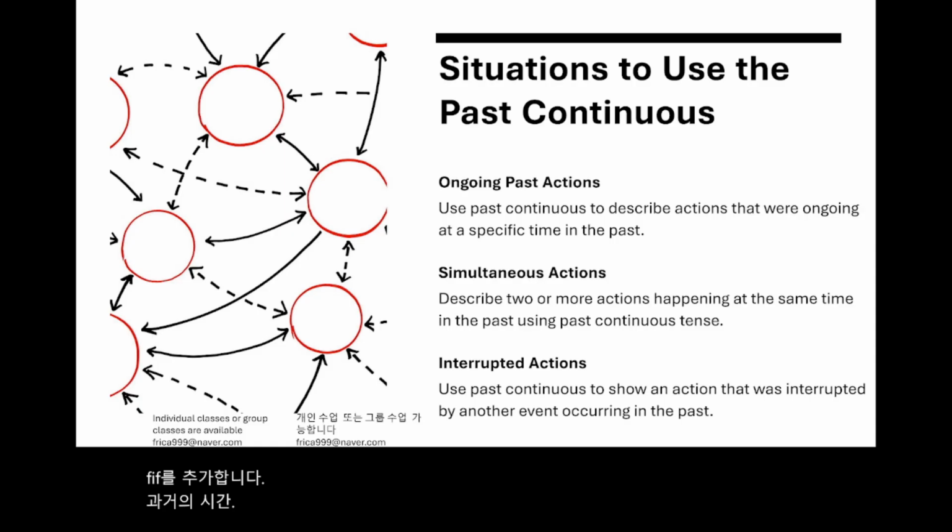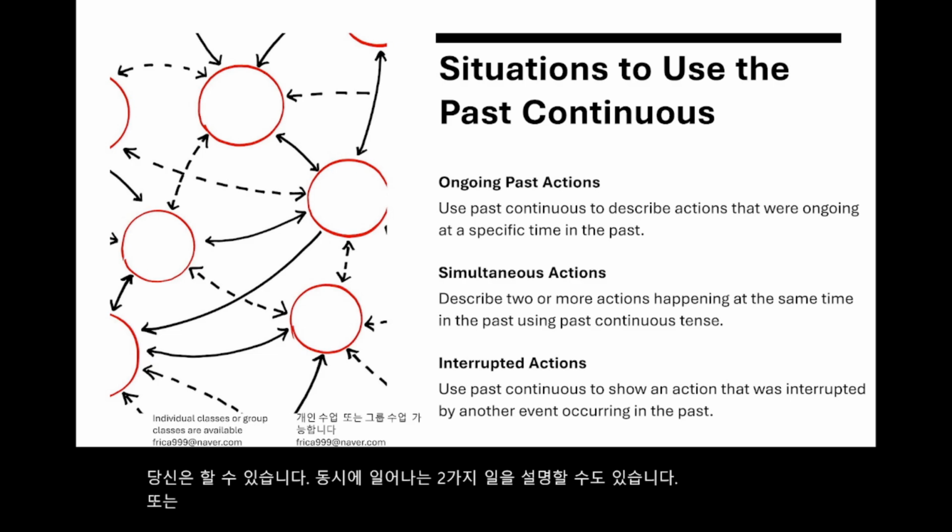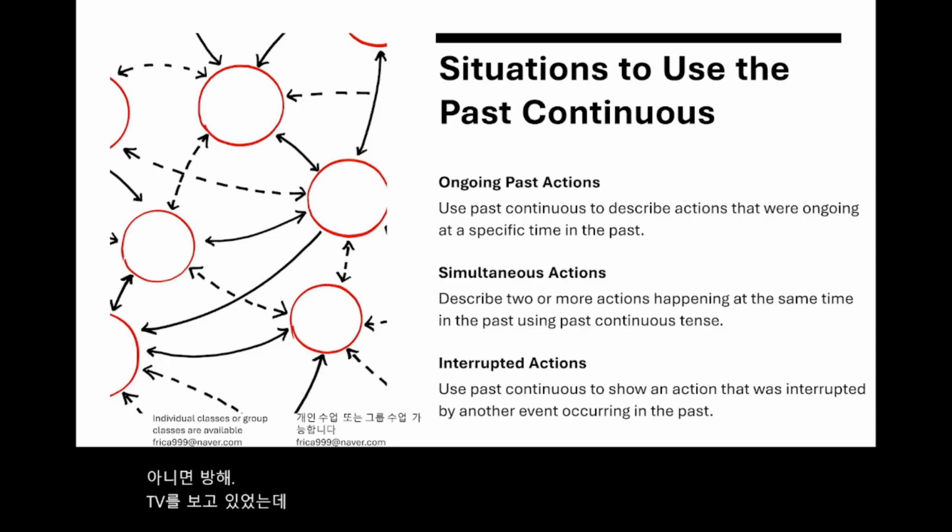All right, so situations to use the past continuous would be to describe actions that were ongoing. It also could be describing two things that are happening at the same time, or an interruption. I was watching TV when the phone rang would be an example of an interrupted action.